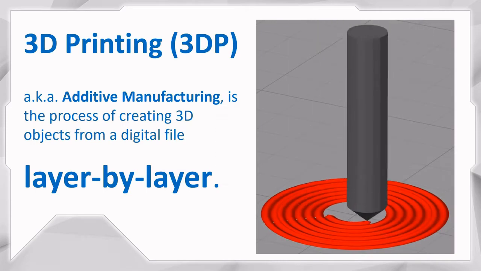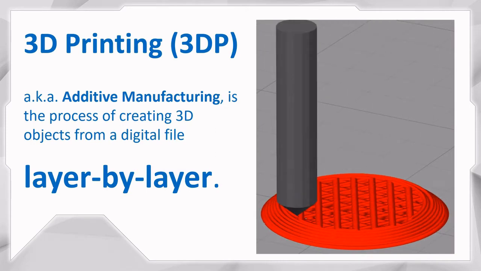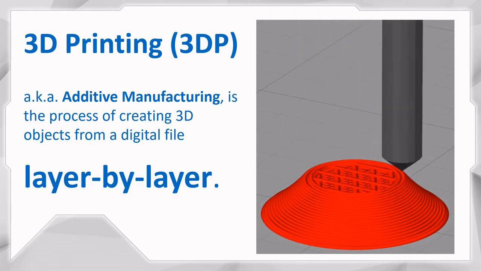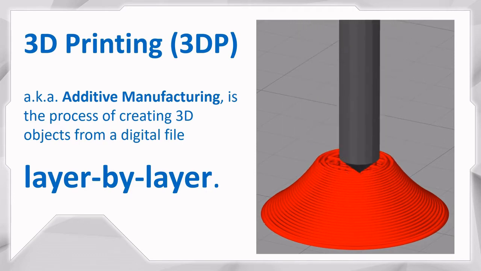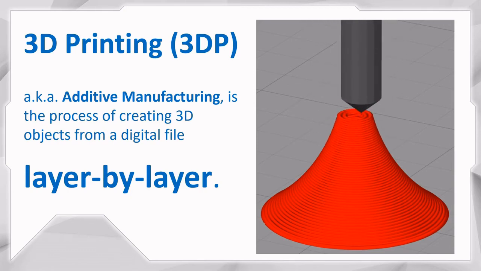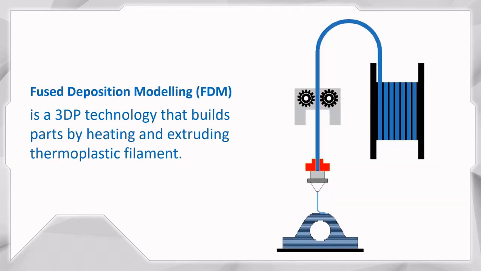3D printing, also known as additive manufacturing, is the process of making three-dimensional physical objects from a CAD model or a digital 3D model, by successively adding together layers of material using a 3D printer. Fused deposition modeling, or FDM, is a 3D printing technology that builds parts by heating and extruding thermoplastic filament.